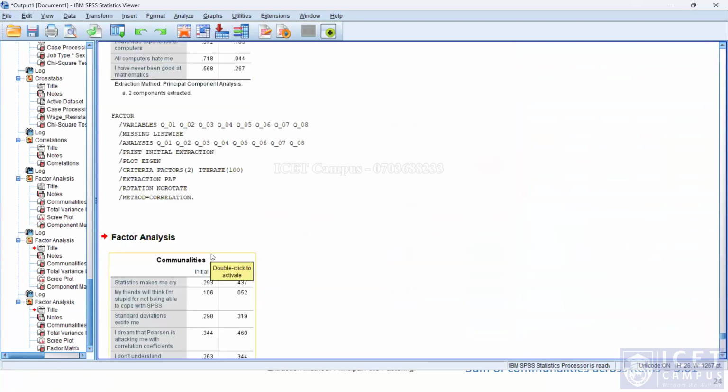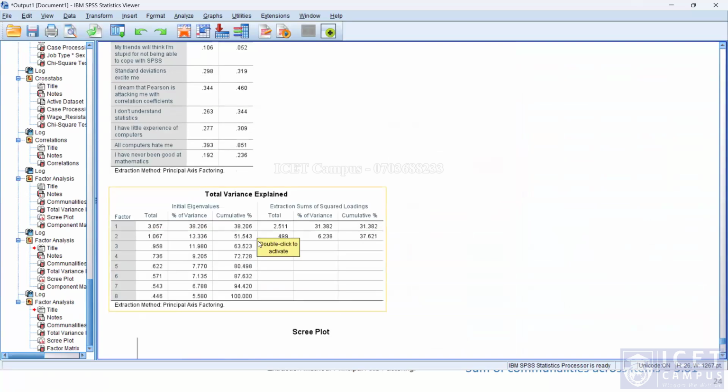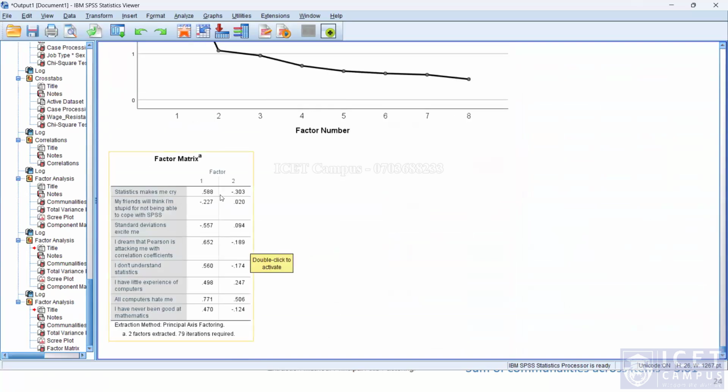The factor matrix and everything is there. So then it's divided into factors as well. Here the factors from the factor analysis are divided into two, because it mentioned two factors extracted. Okay.